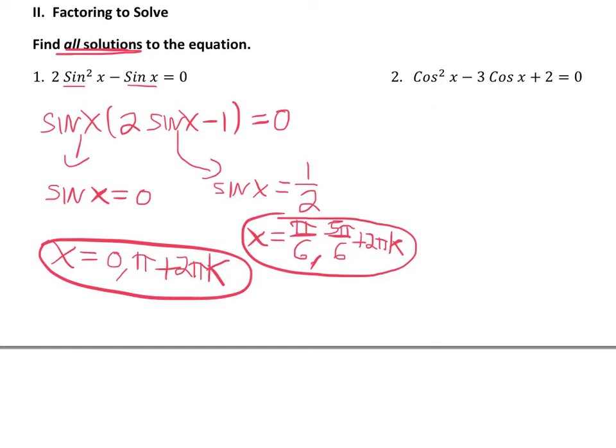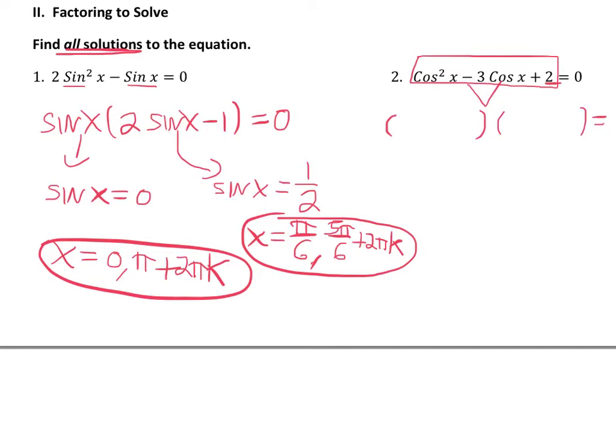Now number two, if you look at this right here, you cannot take out a cosine. The reason is because of this 2. There's no cosine with it, but it looks like a quadratic trinomial. So this is where you could factor these into two binomials. Once you notice that that's what you have to do, it's very easy. A lot of times the students don't recognize it right away. So I'm going to factor these into two binomials.